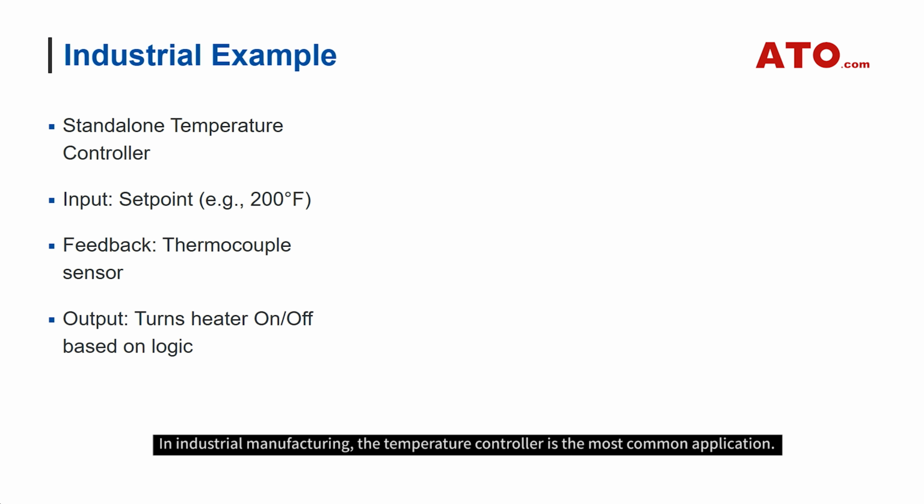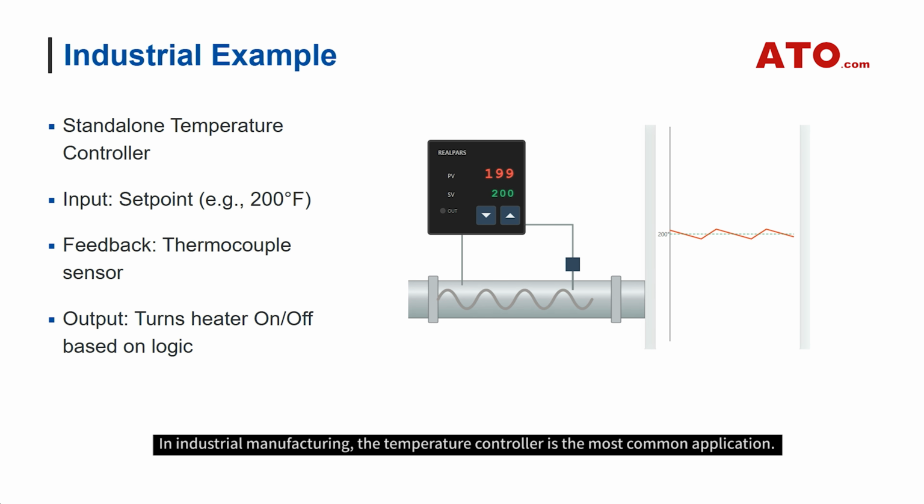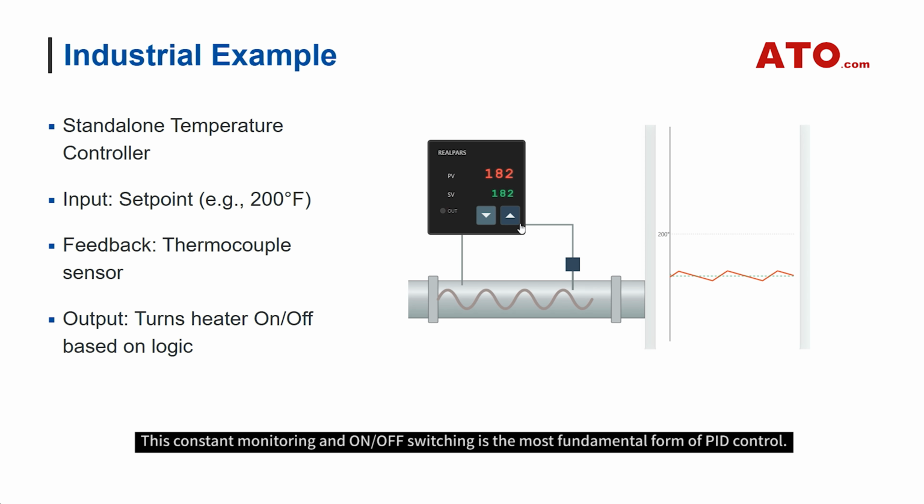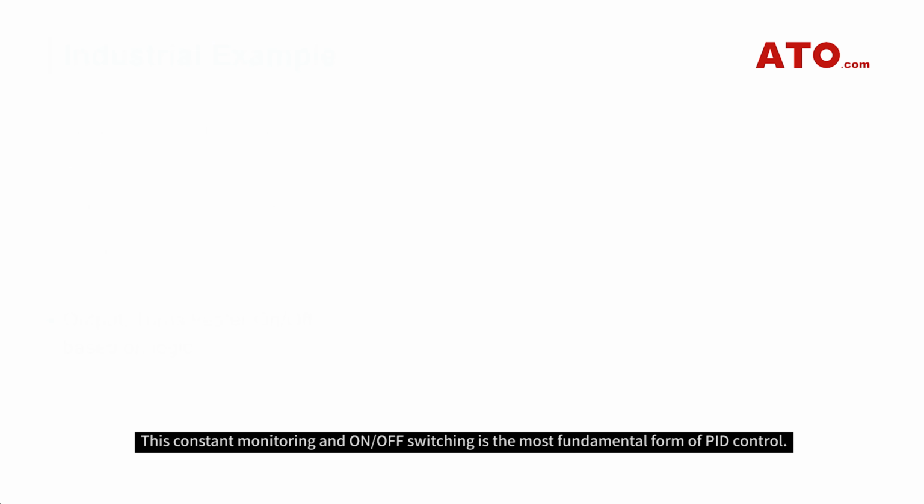In industrial manufacturing, the temperature controller is the most common application. We set a target 200 degrees Fahrenheit, and a thermocouple provides feedback. The system maintains stability by continuously switching the heating on when the temperature drops below the set point and off when it rises above the limit 200 degrees Fahrenheit. This constant monitoring and on/off switching is the most fundamental form of PID control.